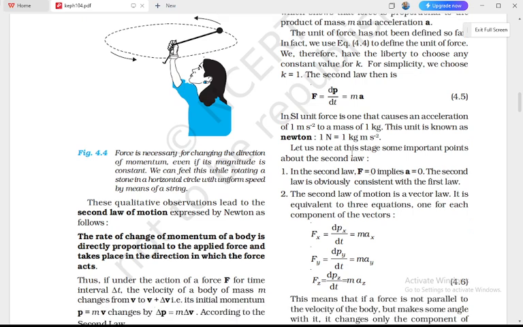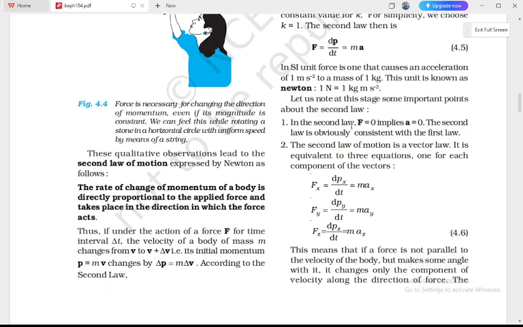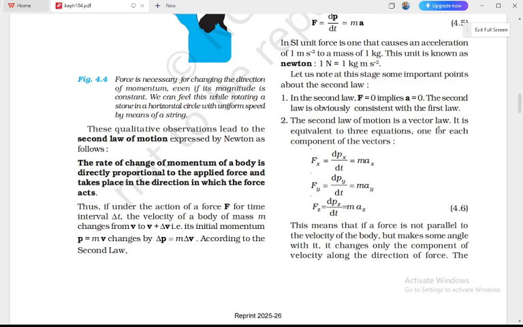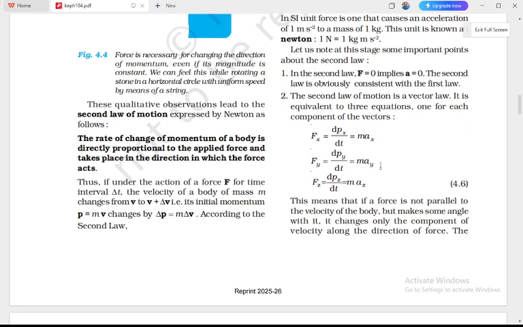Let us note at this stage some important points about the second law. In the second law, if F equals 0, it implies a equals 0. The second law is obviously consistent with the first law. The second law of motion is a vector law. It is equivalent to three equations, one for each component of the vectors: Fx equals dpx by dt, that is m ax; Fy equals dpy by dt, m ay; Fz equals dpz by dt, m az.